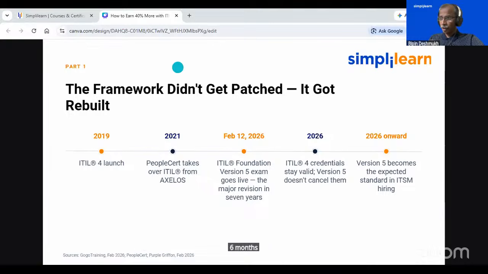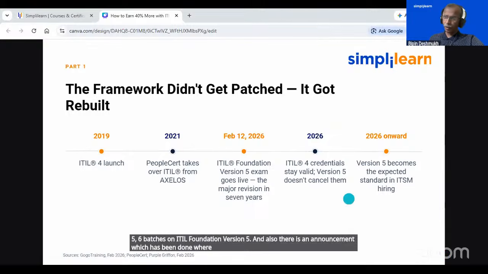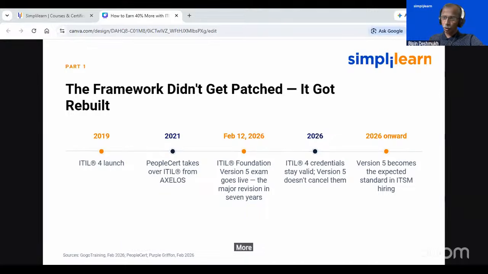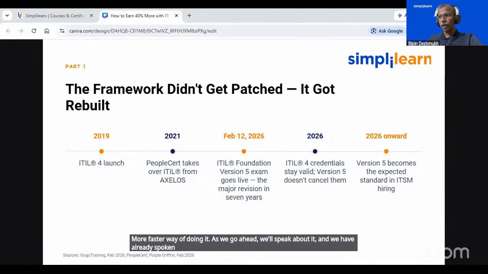So I have already conducted around 5-6 batches on ITIL Foundation version 5, and also there is an enhancement which has been done where you can bridge from ITIL 4 Foundation to version 5 in a much faster way. As we go ahead, we'll speak about it, and we have already spoken about it during our earlier webinars and seminars on the subject matter.